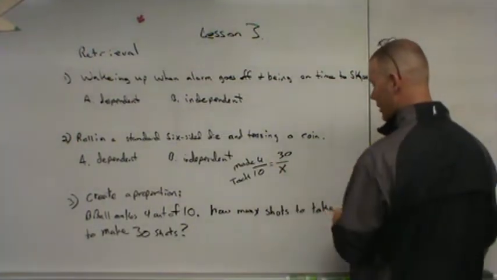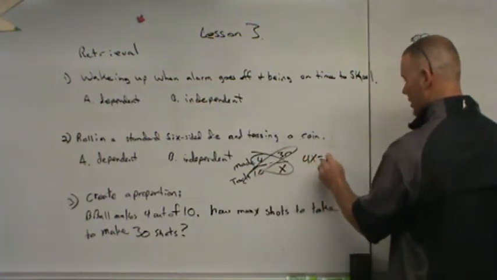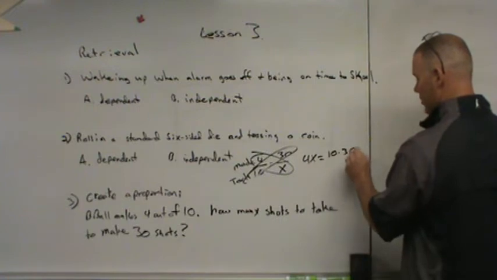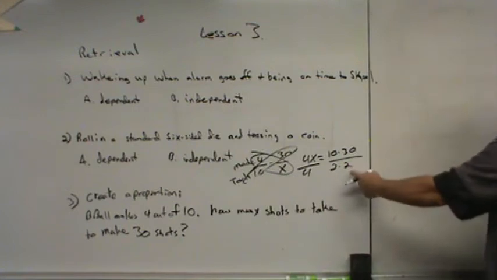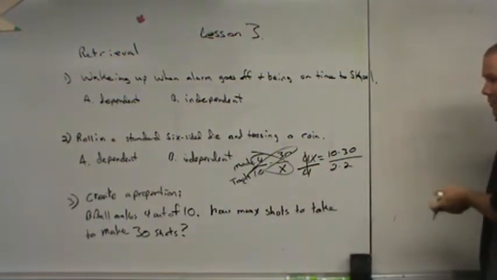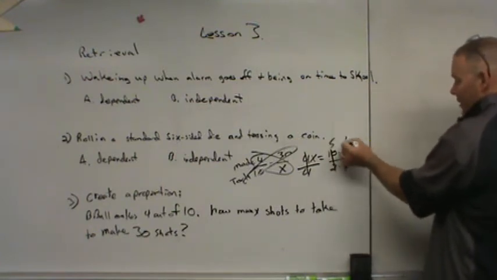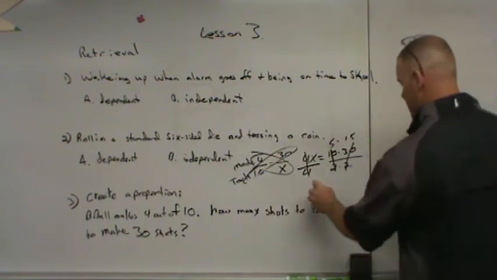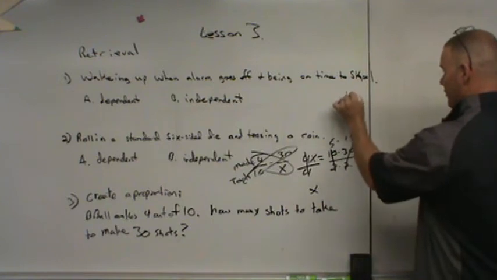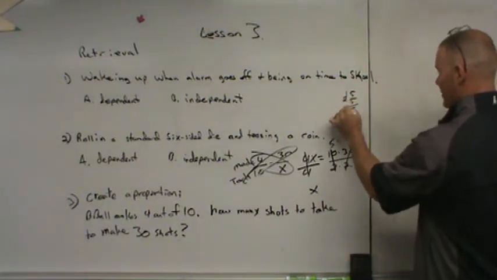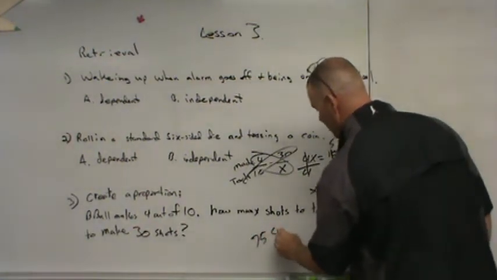Now that it's set up correctly, how do we solve proportions? Yes, we cross multiply. So 4x is equal to 10 times 30. I'm going to divide both sides by 4, which is 2 times 2. It's the same thing. But why did I put 2 times 2? Well, I know that half of 10 is 5, and I know half of 30 is 15. So I just reduced my numbers. So 15 times 5. What's 15 times 5? Well, gee, I'll do this old school. It's 25 and 75. So he needs to take 75 shots. So down here, I'm going to put 75 shots.